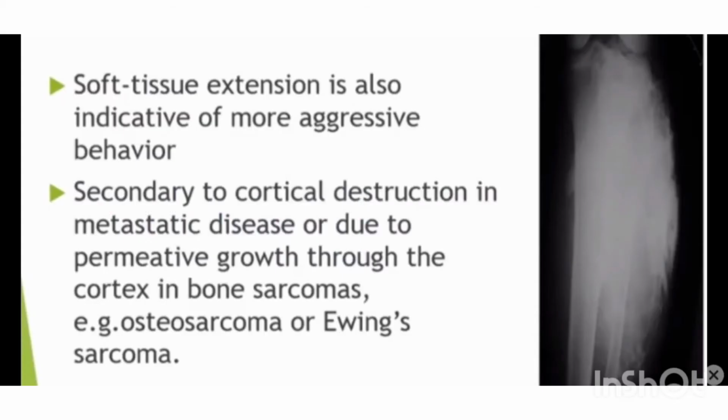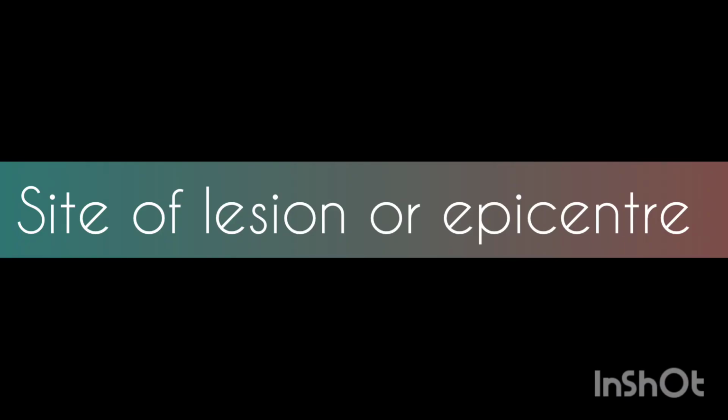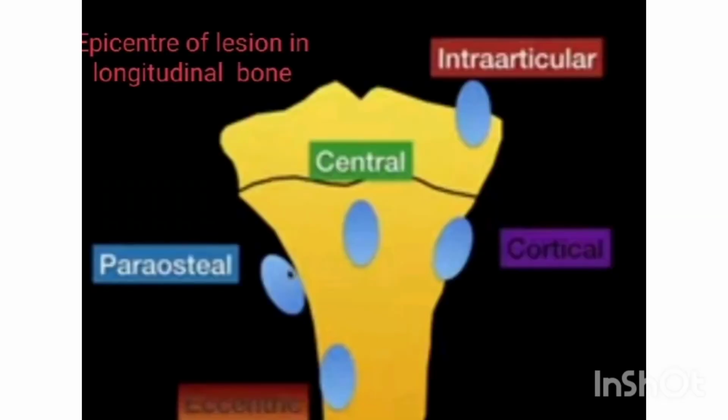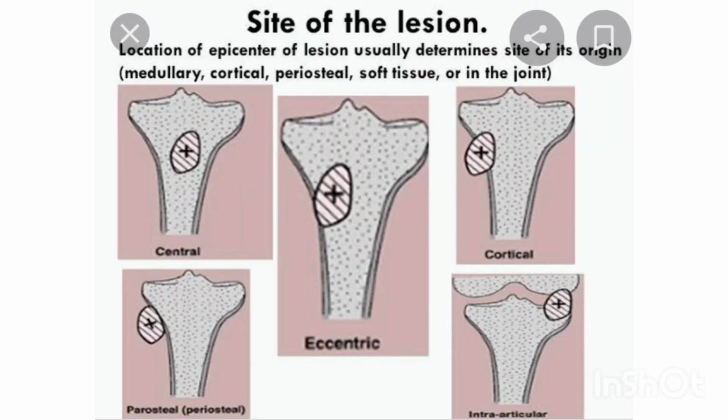Soft tissue involvement is also indicative of more aggressive behavior, as in sarcoma and osteosarcoma. Now the site of a lesion, or the epicenter, in the bone. The site of the lesion can be well differentiated in a long bone. The location of the epicenter of the lesion usually determines the origin, whether it is eccentric, medullary, cortical, or intra-articular. Centrally located tumors are simple bone cysts, enchondroma, and fibrous dysplasia.